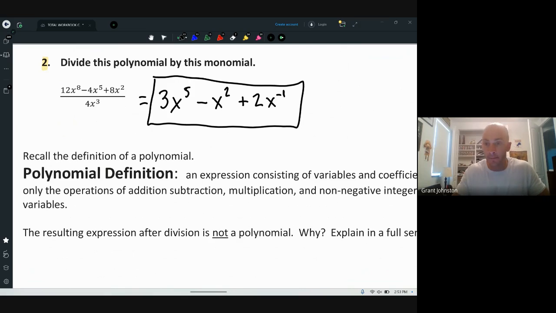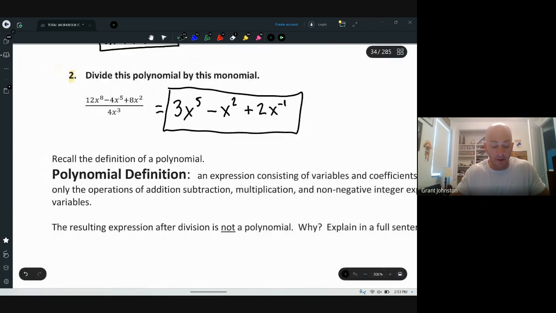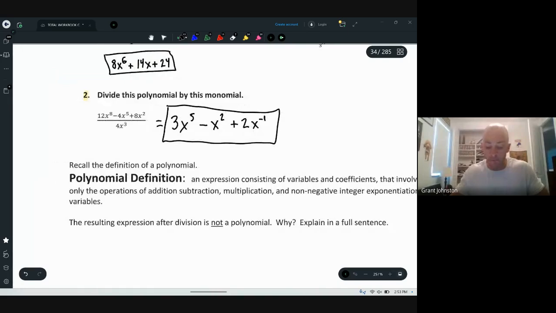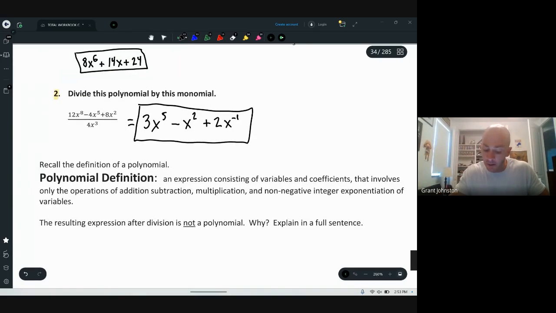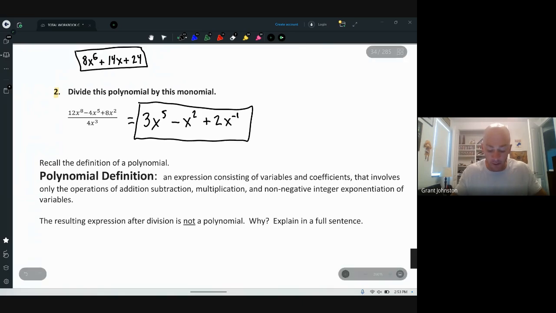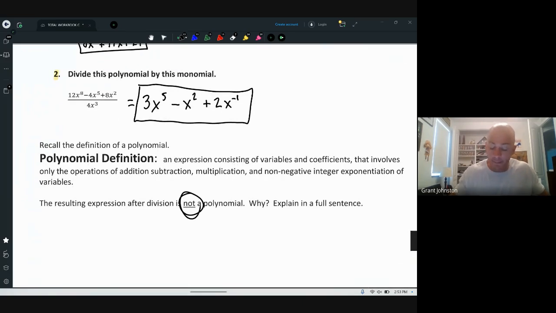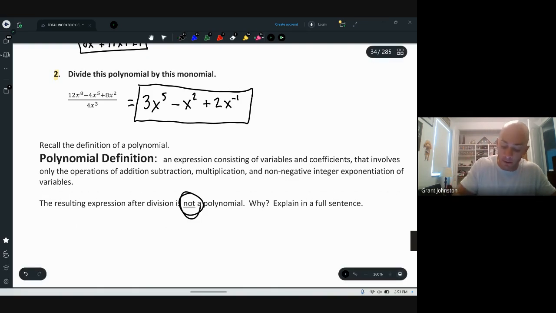So this is where it gets a bit interesting. Down here, it says, recall the definition of a polynomial, from the very beginning of the unit: an expression consisting of variables and coefficients that involves only operations of addition, subtraction, multiplication, and non-negative integer exponentiation of variables. The resulting expression of the division is not a polynomial. Why? The question says to explain in a full sentence.